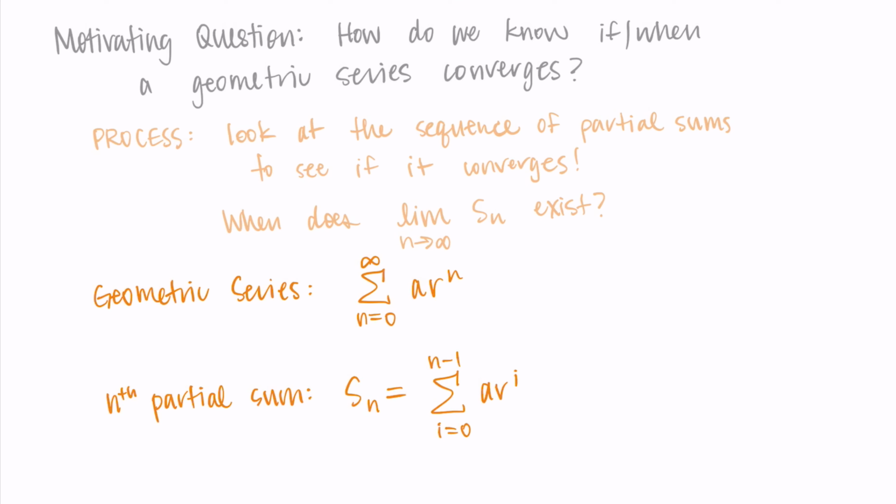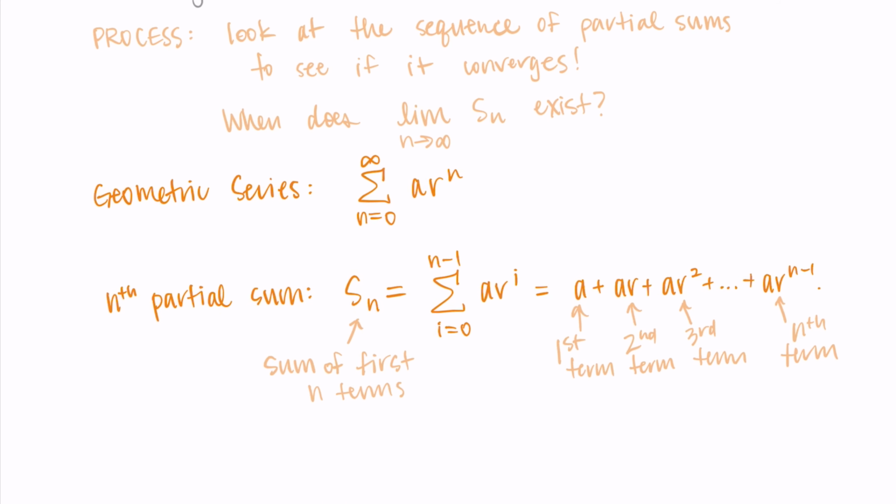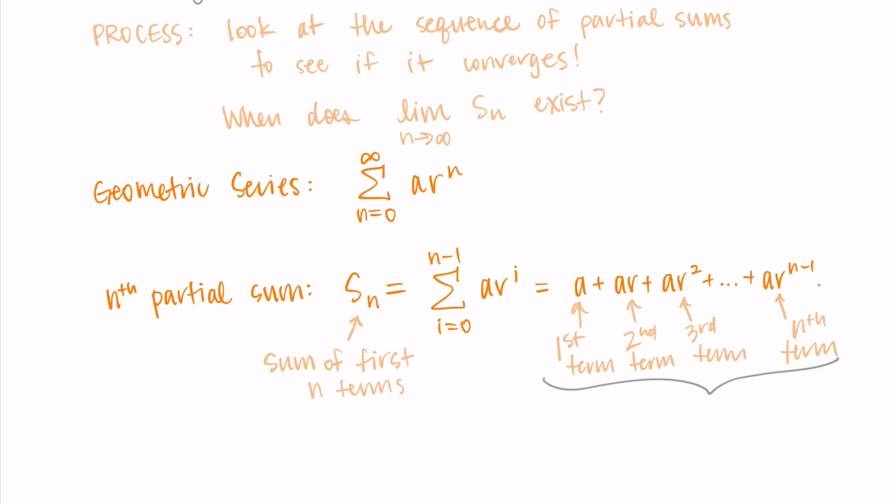Let's make sure that makes sense. So we're doing a plus a times r plus a times r squared, etc., until we get to a times r to the n minus 1. So a is the first term, a times r is the second term, a times r squared is the third term, and a times r to the n minus 1 will be the nth term. We want this to be the case since s sub n is the sum of the first n terms. So we're going to look at the sequence of these partial sums and see if it has a limit, see if it converges.